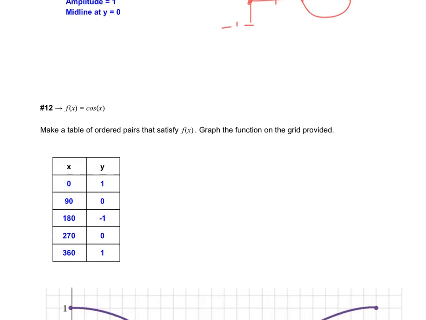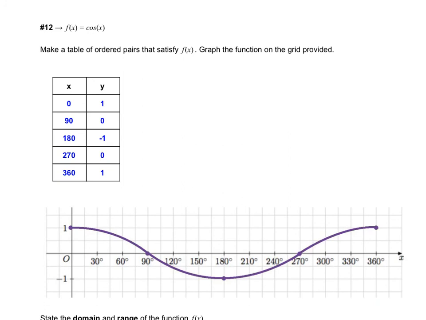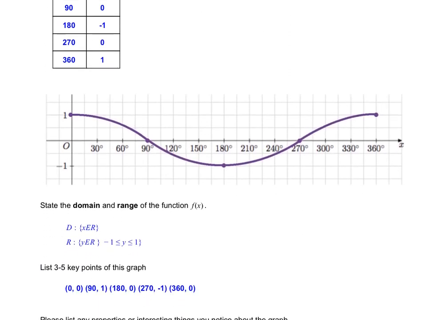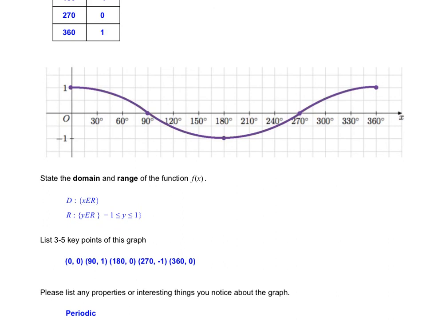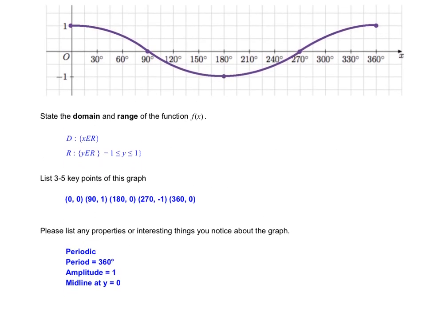Now let's move on to cosine, which is almost identical. Again, same key points for the x values. The only difference, when you plug them in, you start off at your maximum and then do the wave going downward. So max, midline, min, midline, max. And then your properties will be the exact same. Same domain and range, same key points for your graph in terms of the x values. The y's will be different because of the different starting point. And then the period, amplitude, midline, all the same.